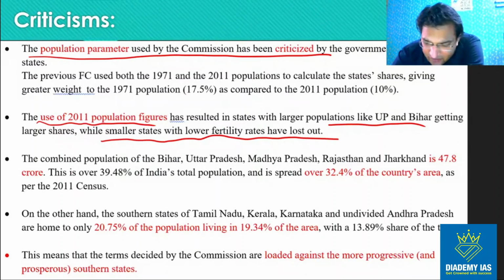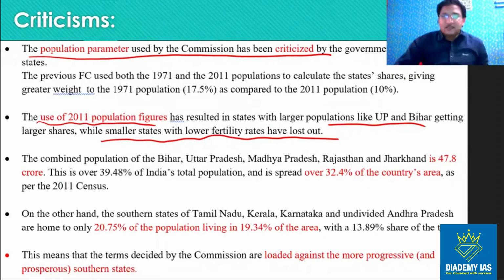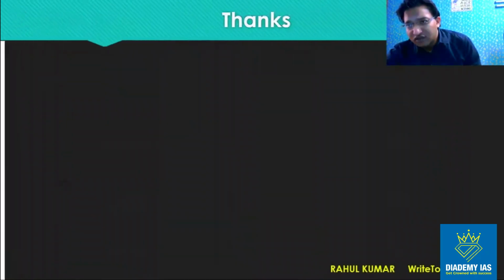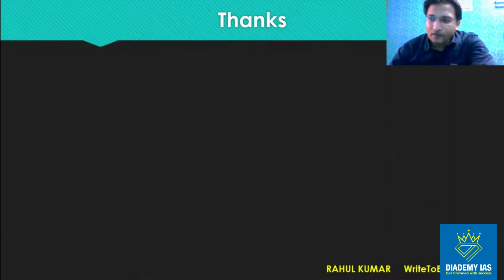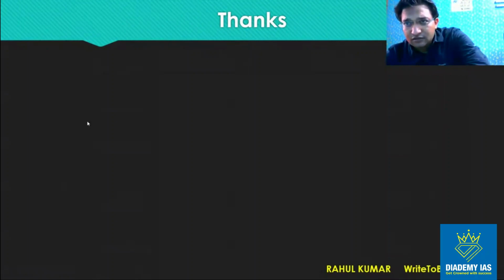So this is a criticism given over here, but the Finance Commission has said that we are considering the demographic performance. So those states which have kept the fertility rate low, they will be rewarded, right? They will be rewarded, at the same time we will take care of the increasing population of the northern states. So this is all about the Finance Commission and the fiscal federalism. If you have any question, you can ask me.